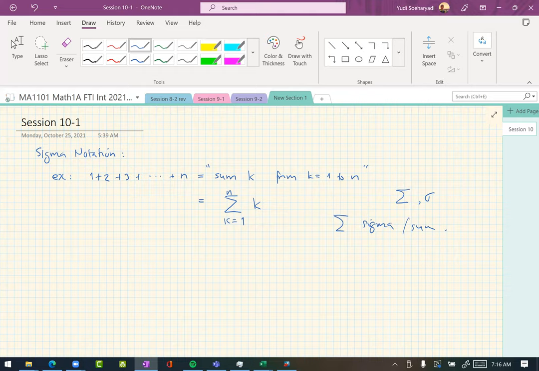Also, we are summing squares. How to do this one? We are summing squares, so say this is k squared, k from 1 to n. Here k is just a letter, so it does not matter which letter you use. It's like a variable. It is the same as, say, writing j squared, for j from 1 to n. So k and j here, you may call it a dummy variable.